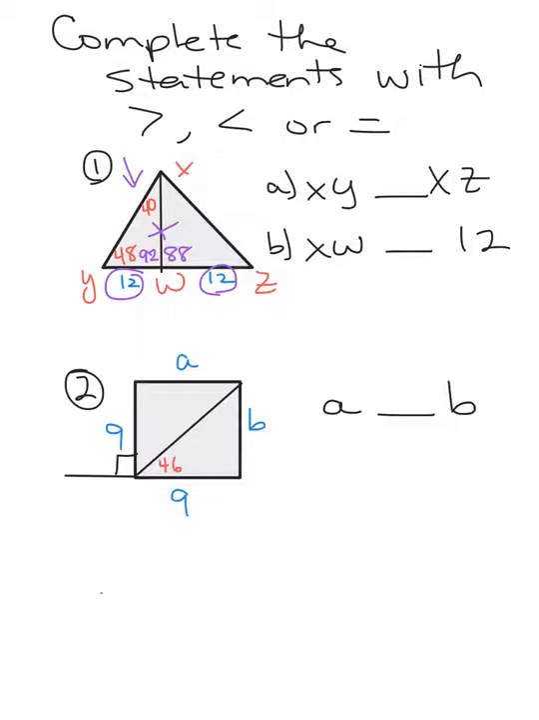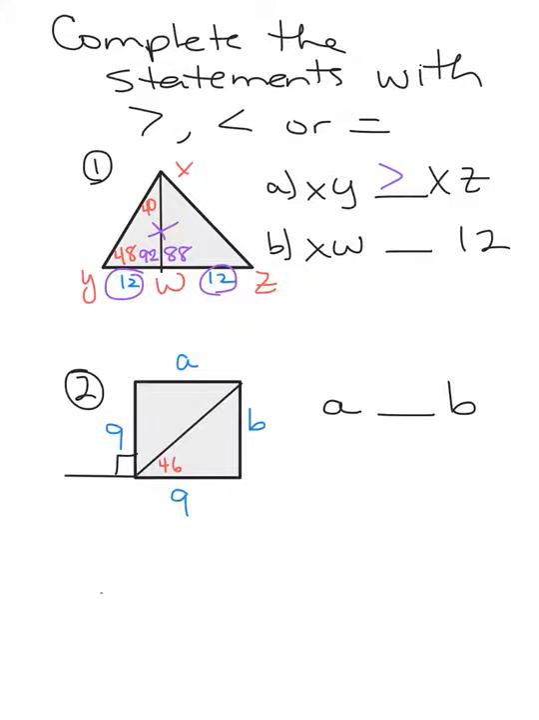So in part A, it's asking you to compare XY to XZ. Now, across from XY is 92 degrees. Across from XZ is 88 degrees. 92 is definitely greater than 88, so that would mean segment XY is greater than segment XZ.